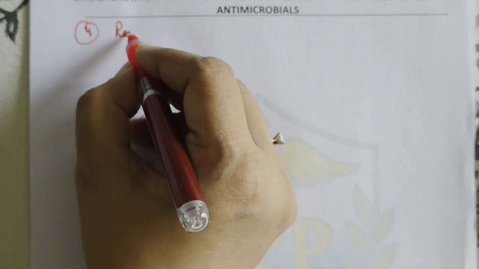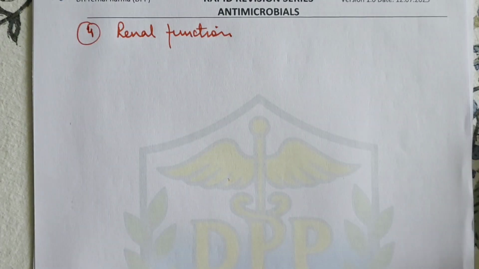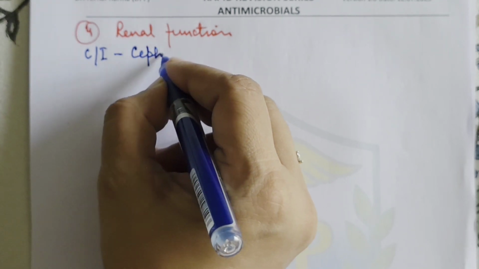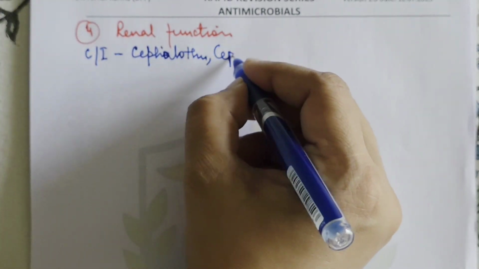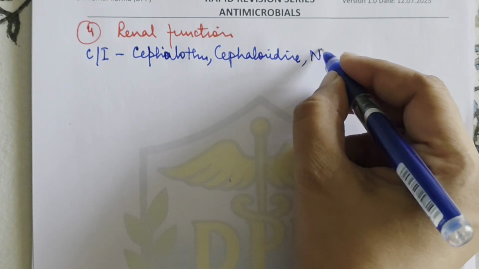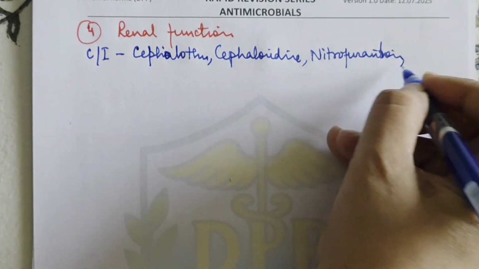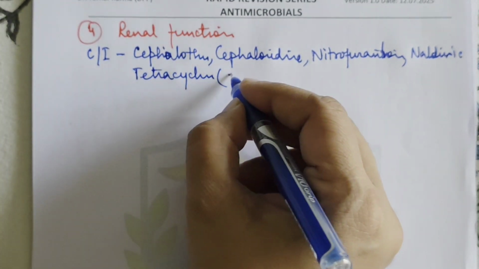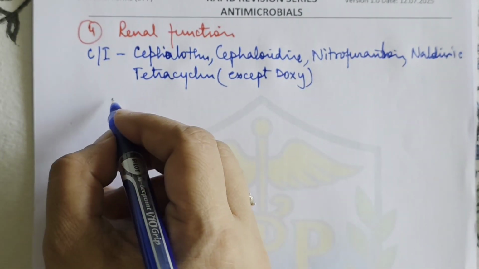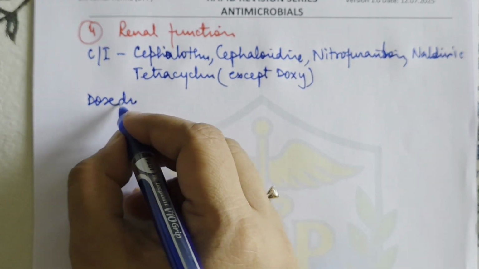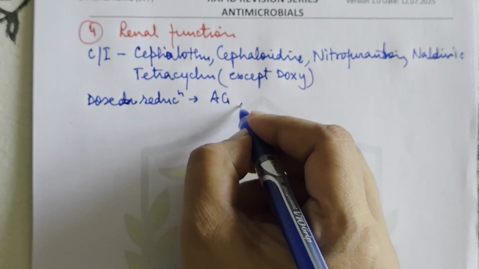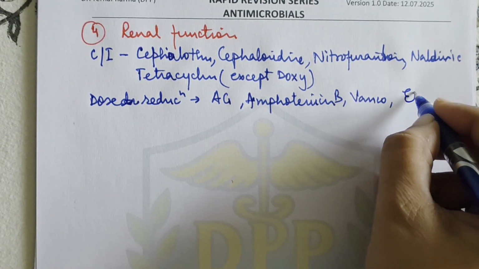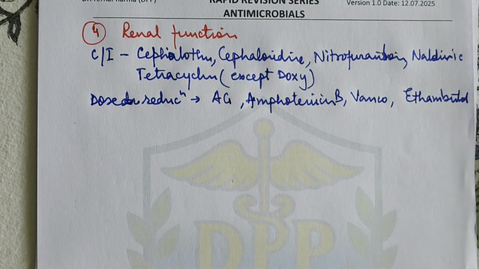So let us see renal function, which medicines are to be used and which are not. Totally contraindicated if the patient has renal disease: first come cephalothin, cephaloridine, nitrofurantoin, nalidixic acid, and tetracyclines, except doxycycline. Okay, then dose reduction is required for aminoglycosides, amphotericin B, vancomycin, and ethambutol. Okay, so these drugs need a dose reduction.